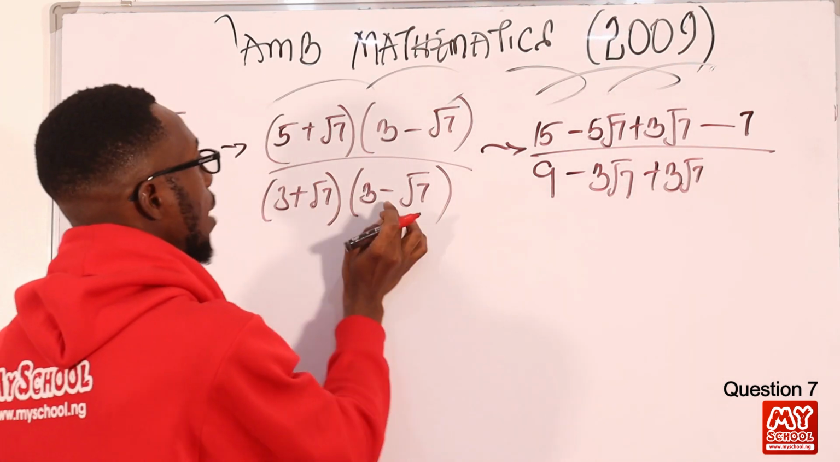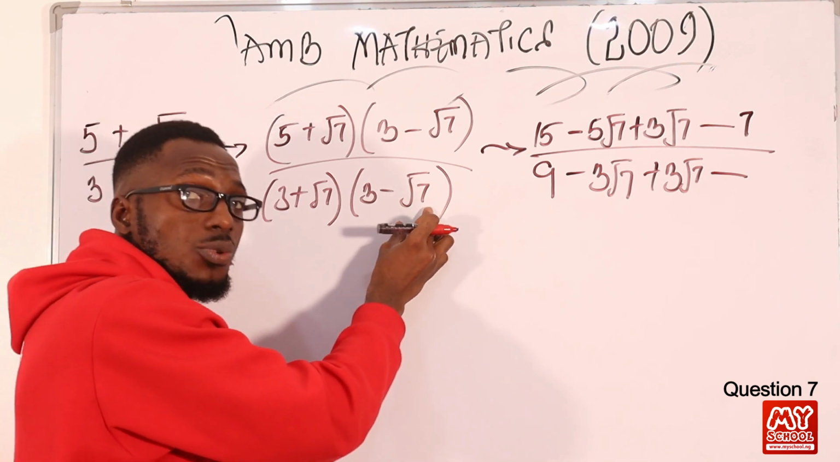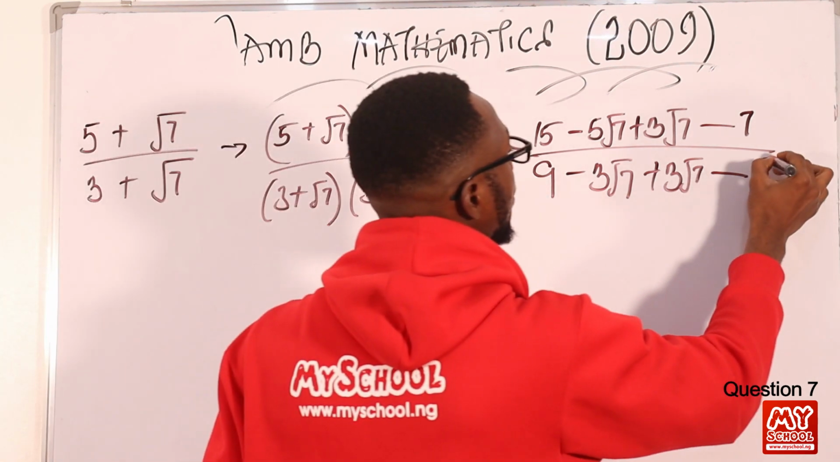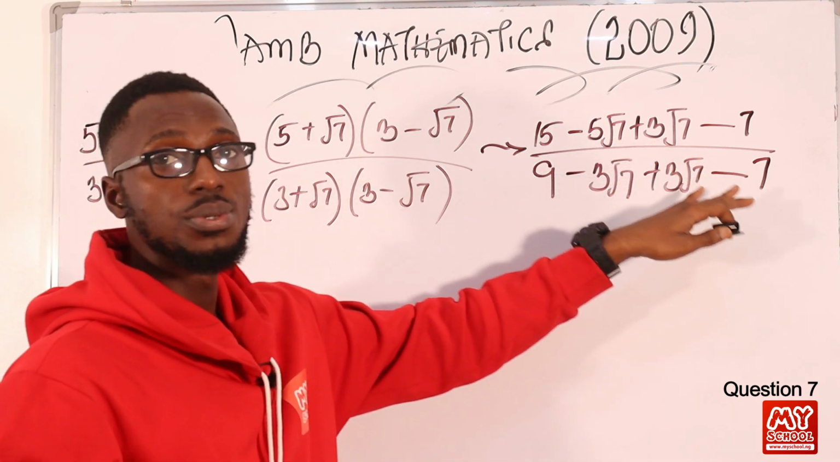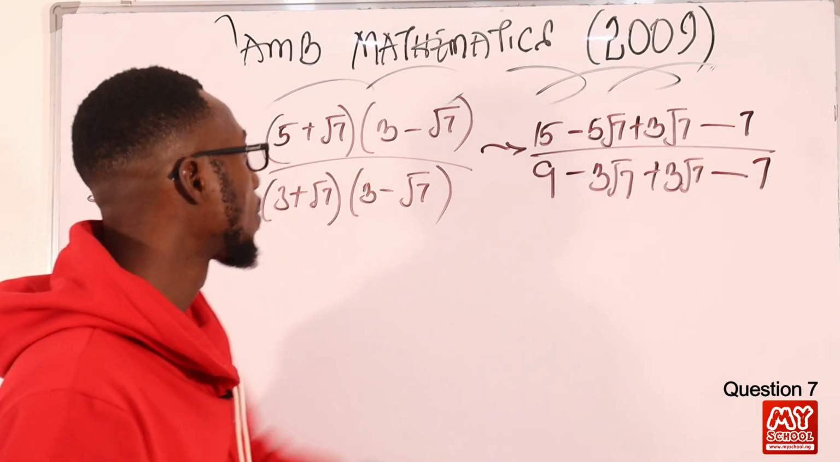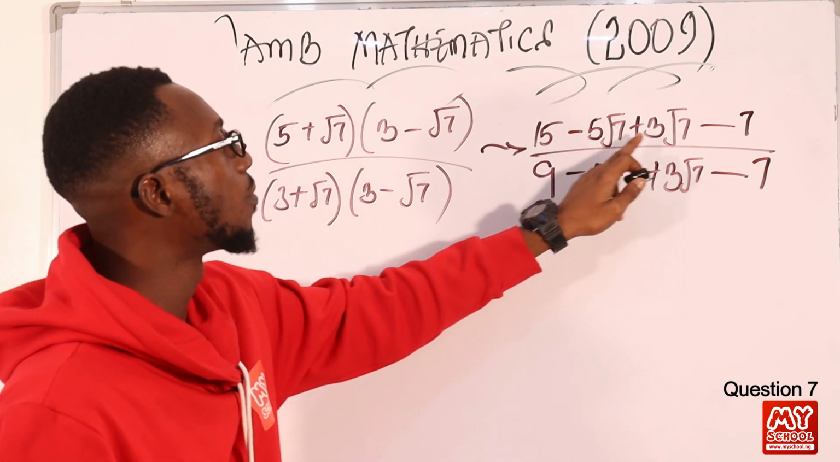Then I have plus times minus, I have minus. Root 7 times root 7, that is root 49. Square root of 49, that is 7. Very well. Then, if we try to simplify this, 15 minus 7, that is 8, right? So I have minus 5 root 7 plus 3 root 7.